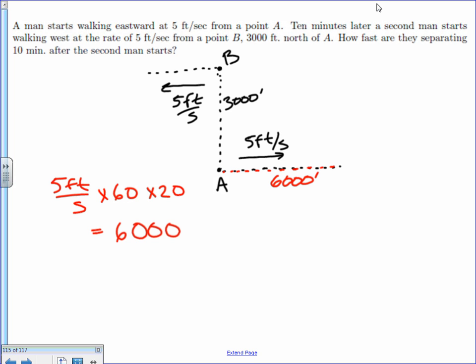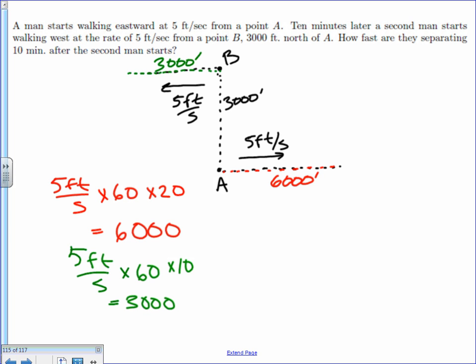Now, man B walked at exactly the same rate for exactly half the time, so I don't know why I'm bothering to do this computation. I bet you can figure it out. 5 feet per second times 60 seconds to get to 1 minute, and then he went for 10 minutes, and this gives us 3,000 feet. So he went 3,000 feet in this direction.